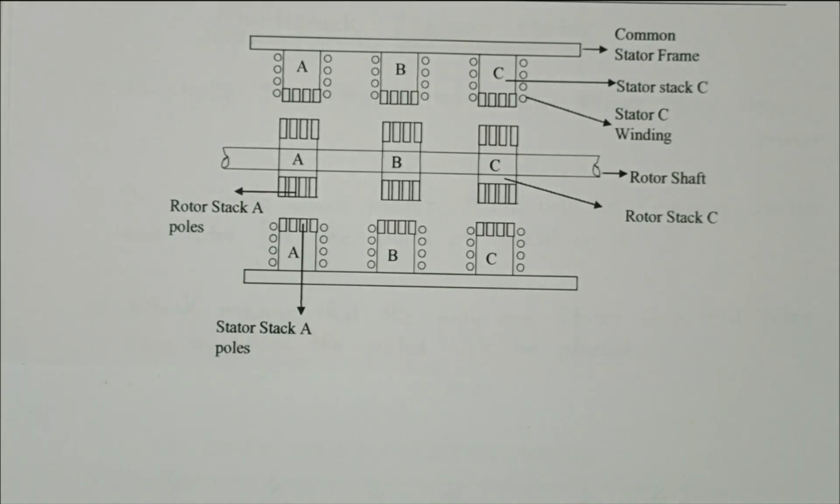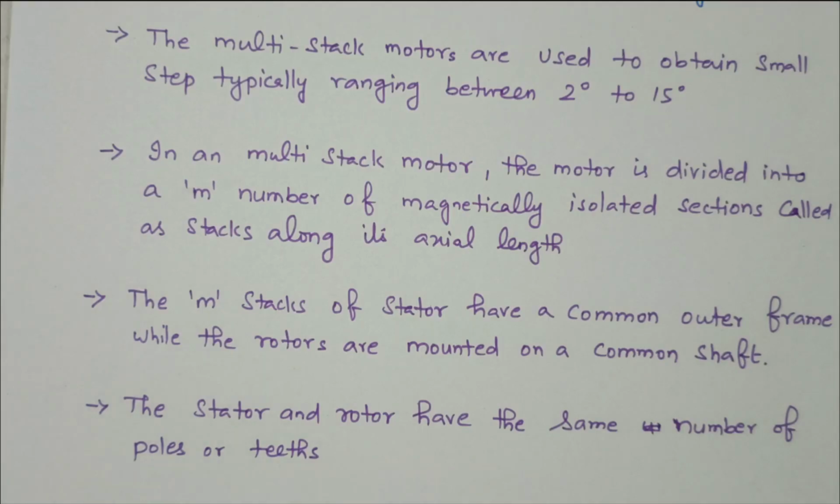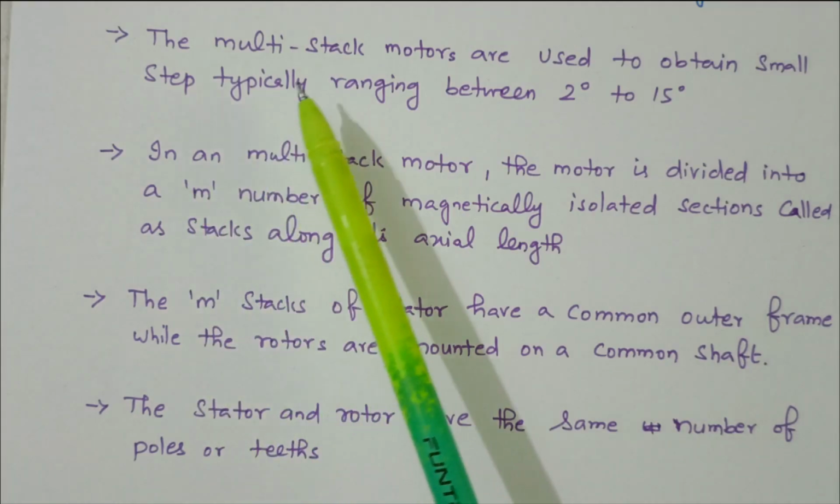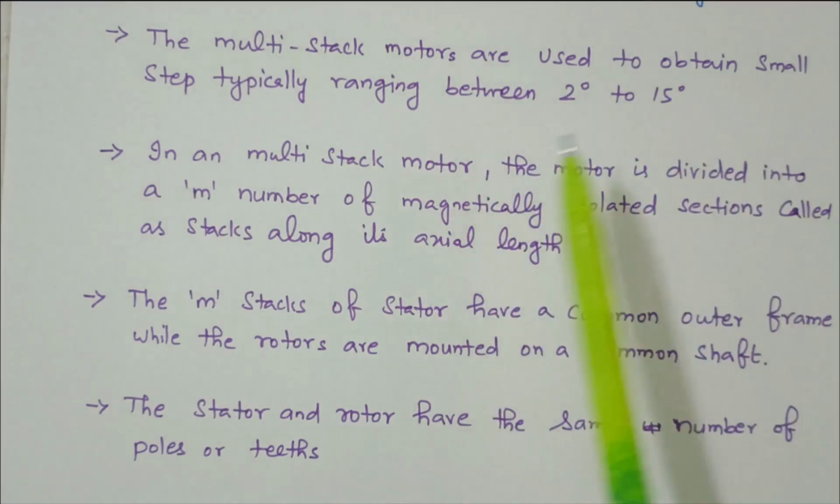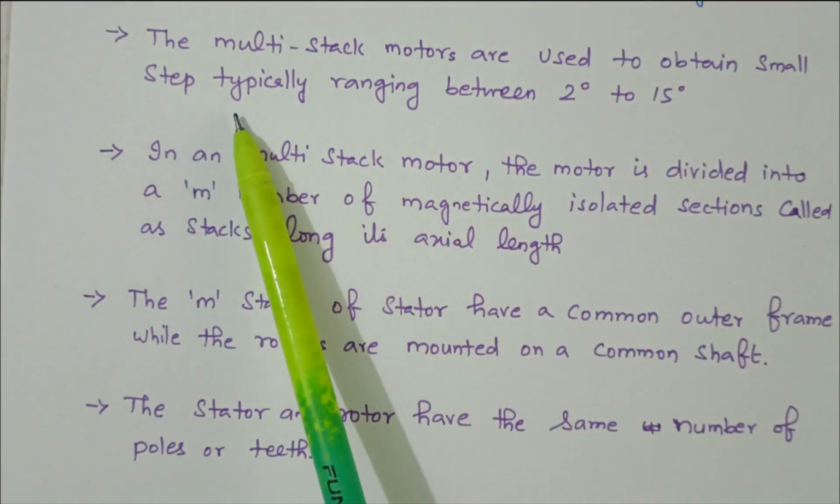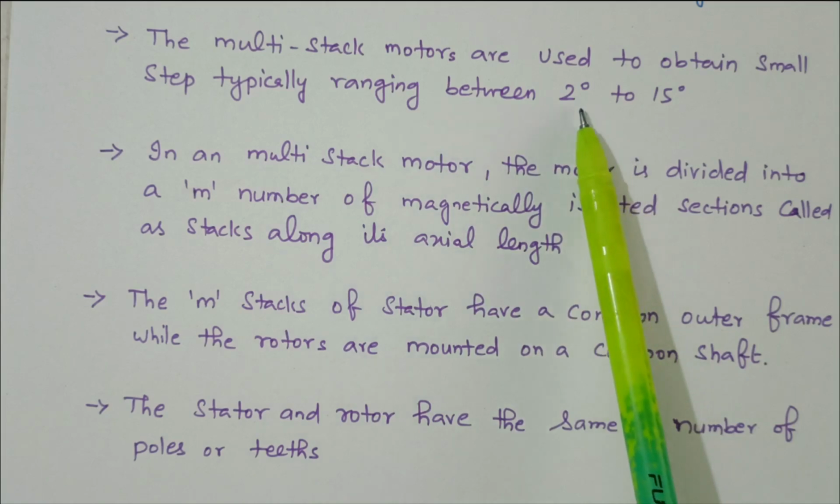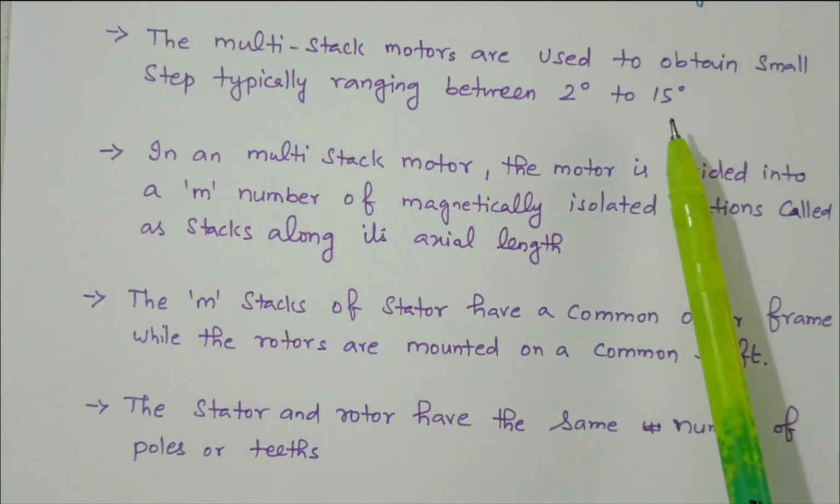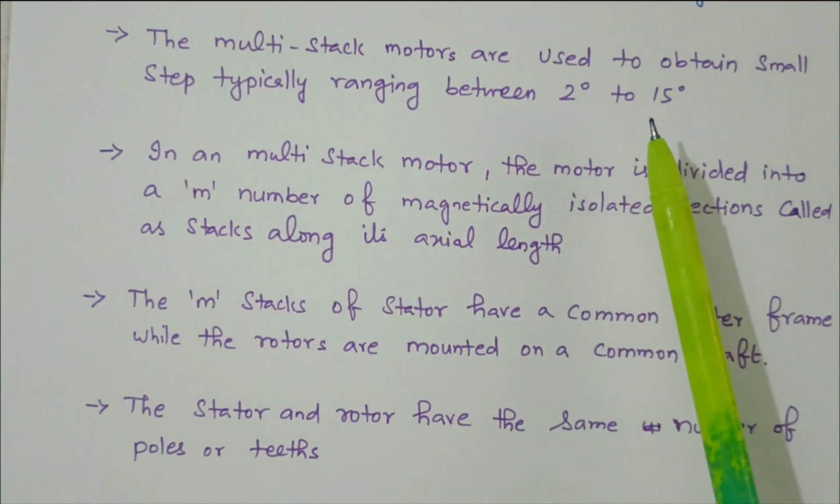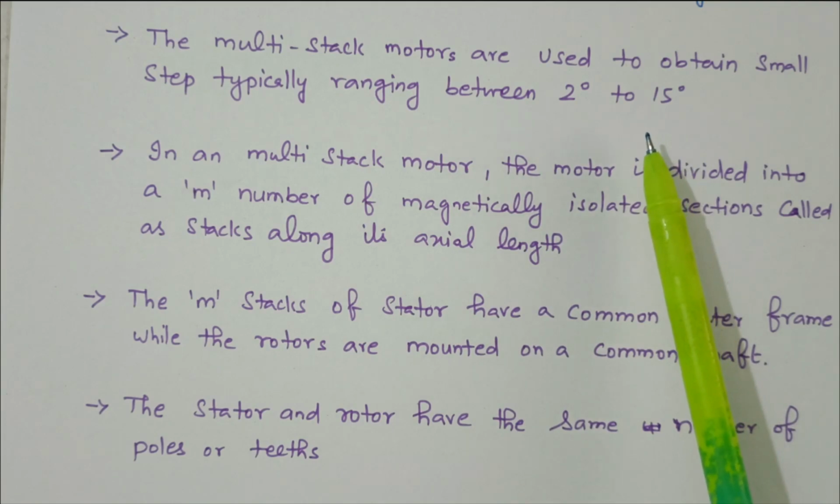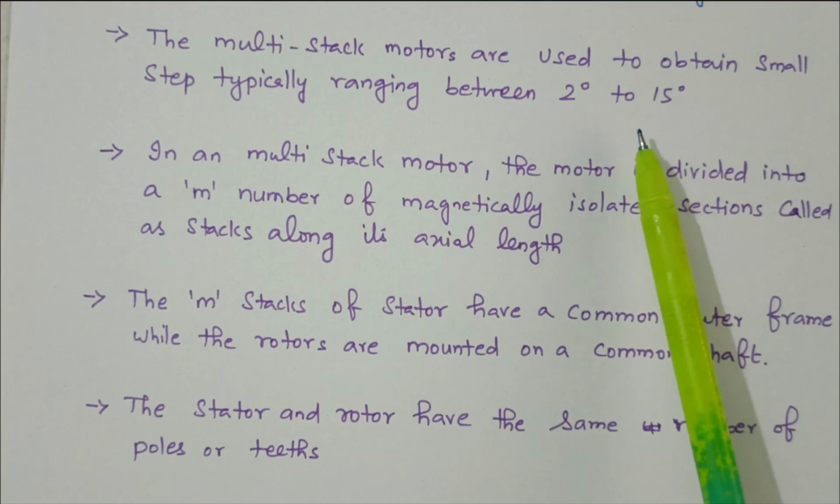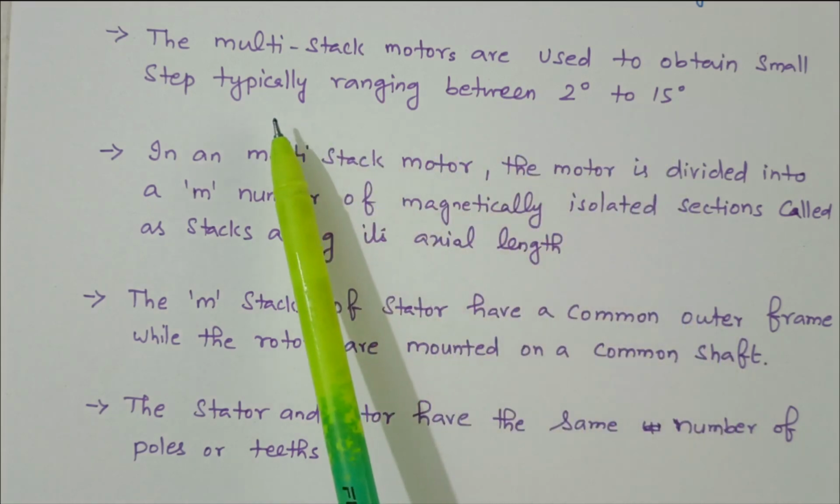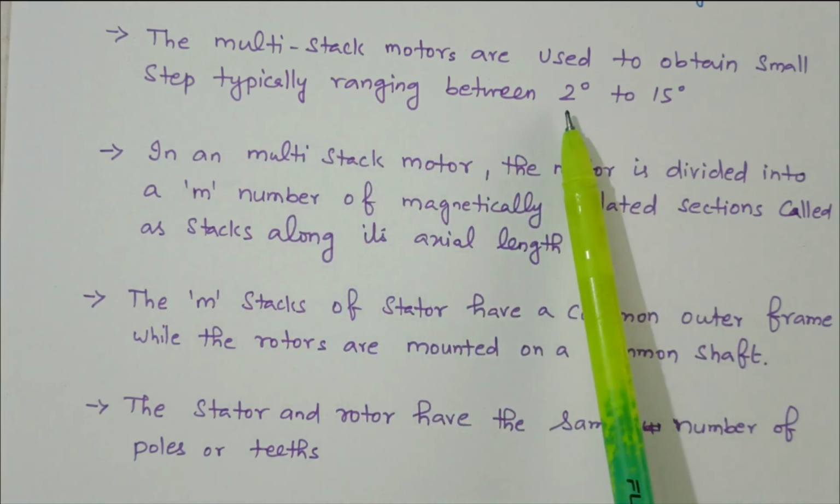Now we'll see the description based on the diagram. The multi-stack motor is used to obtain small steps, typically ranging from 2 degree to 15 degree. We already discussed that 3 different stacks are available. 3 different stacks are operated separately. Separate control is possible. So due to that, we are getting the small step angle in the range of 2 degree to 15 degree.